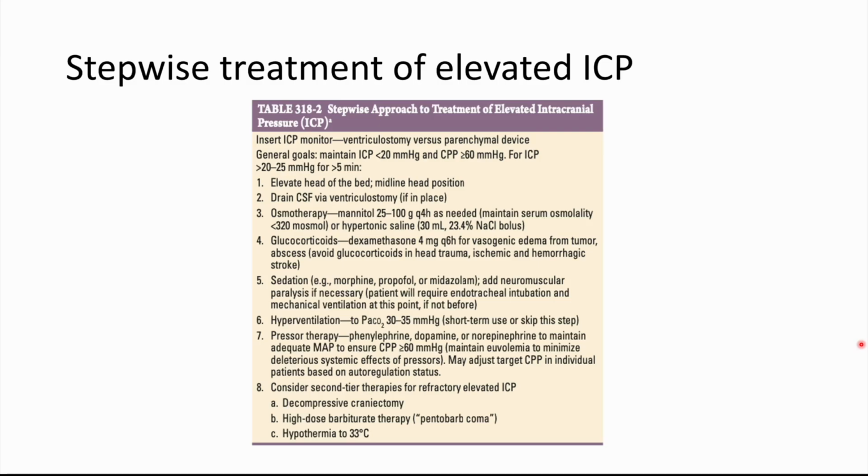30 ml, 23.4% NaCl bolus. Then glucocorticoids, dexamethasone 4 mg 6-hourly for vasogenic edema from tumor or abscess. Then we have to sedate, for example morphine, propofol or midazolam, and also add neuromuscular blockade if paralysis is necessary. Then hyperventilation, then pressor therapy. Then we have to consider second tier therapies for refractory elevated ICP like decompressive craniectomy and high dose barbiturate therapy or hypothermia to 33 degrees Celsius.